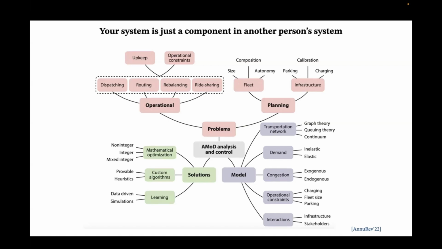And now those are, so to say, the problems, and then comes how to model these problems and how to solve them. And here there are all sorts of things. There are models that are important for modeling the transportation network. Here there could be graph theory, queuing theoretic ones, continuum ones. You could think about modeling the demand, elastic, inelastic. You can think about operational constraints such as charging, the fleet sizes, parking, and interactions with infrastructure. And solutions are typically leveraging mathematical optimization, custom algorithms, or data-driven solutions. And today we will sit at the interface of learning and mathematical optimization.